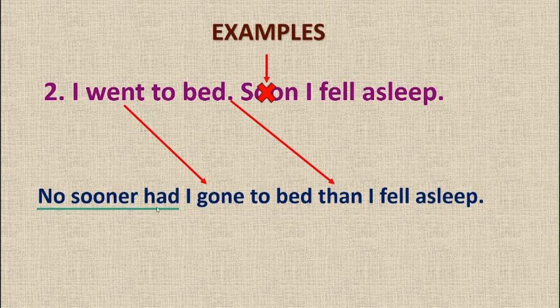In the first sentence you can see had plus V3 is used, that means past perfect. So we used past perfect in the earlier sentence, and here fell is V2, so that is simple past. So remember, no sooner is always written before the earlier action, and before the later action we write than. So remember this.